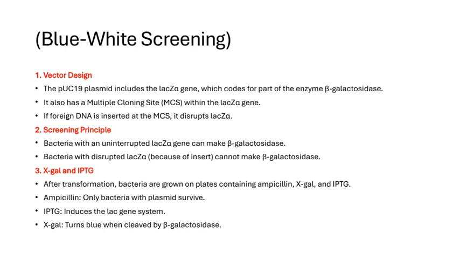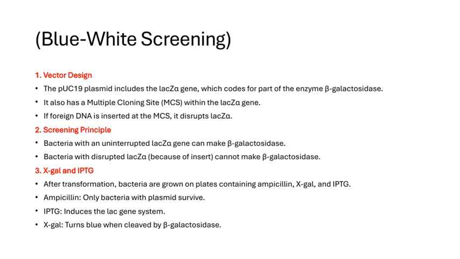Now, onto the screening principle. Bacteria that have an intact lacZ alpha gene can produce beta-galactosidase, the enzyme that breaks down certain substrates. If the gene is disrupted because of our inserted DNA, the bacteria can't make beta-galactosidase anymore. This difference is what helps us identify successful cloning events.